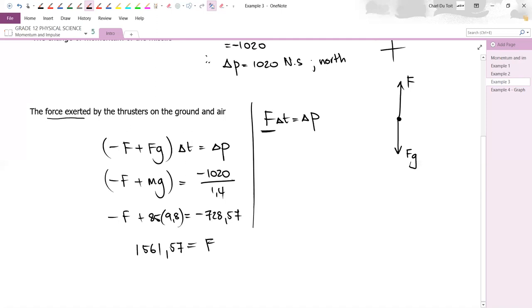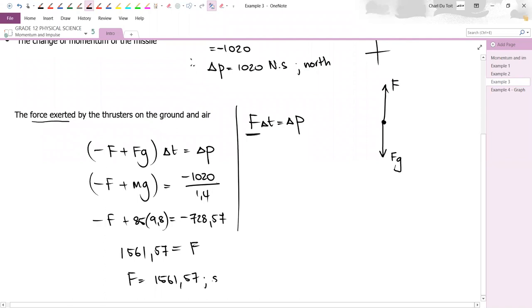So therefore the force is 1561.57 upwards. No, downwards. South. You can use downwards if you want to. If you want to use south, just make a small drawing there of north, east, south, west. Then use geographic coordinates for your answer.